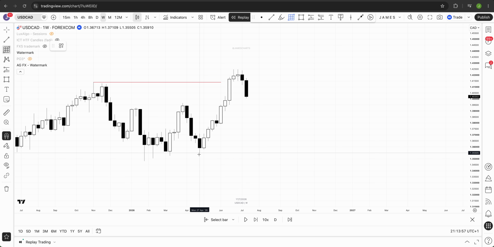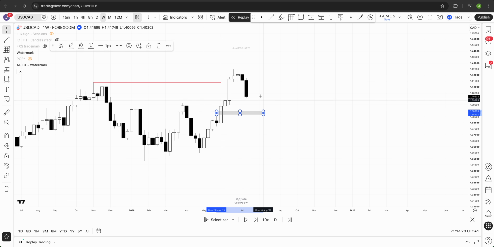If we mark out from the low to the high to find out where the premium and discount levels are, we can see anything above this line is a premium, anything below this line is a discount. So we've got a key level. So this would be our internal range liquidity inside of a discount. So you can see price is all the way up here.